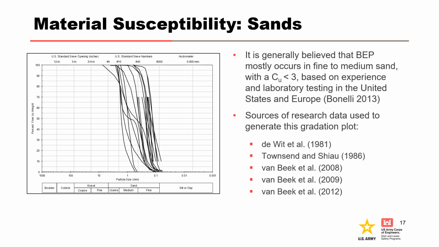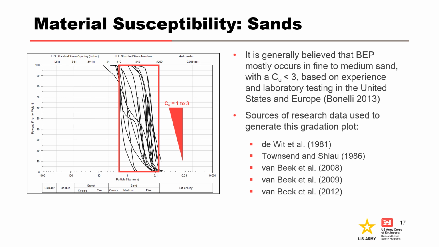Sources of research data used to generate this gradation plot are listed. Visual examination of the shape of the gradation curves can help to identify soils that are susceptible to backward erosion piping. The range of fine to medium sand is shown by the rectangle. The triangle represents the coefficient of uniformity ranging between 1 and 3. The hypotenuse has a CU of 3, and the long leg has a CU of 1. The slope of gradation curves falling within the triangle would have a CU between 1 and 3.